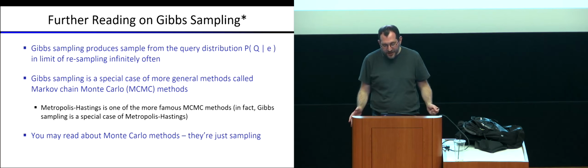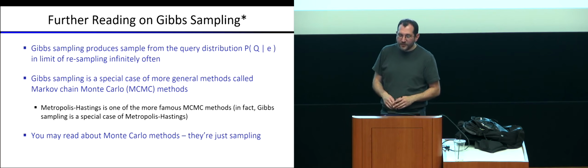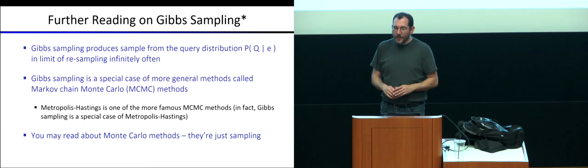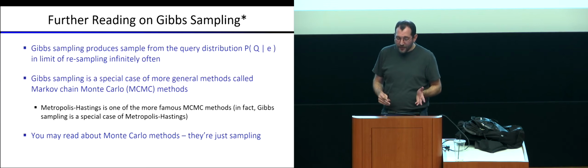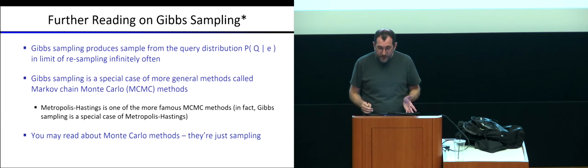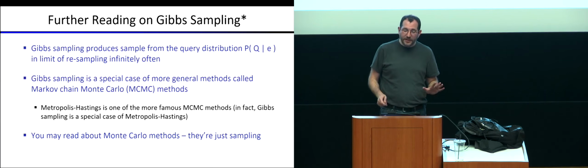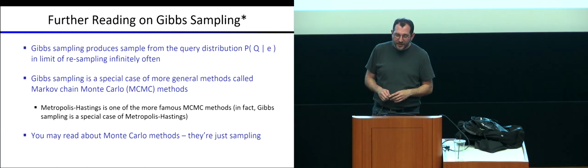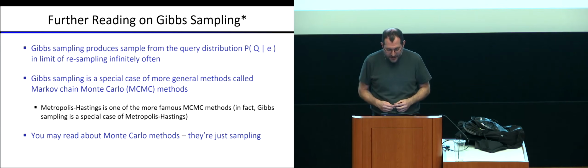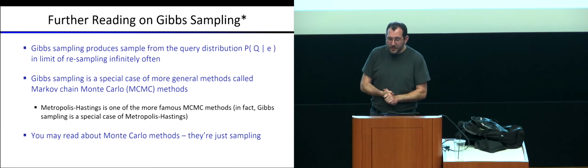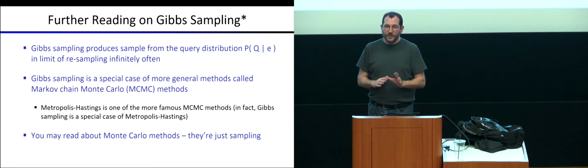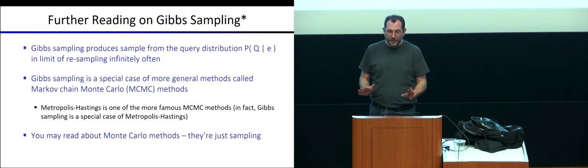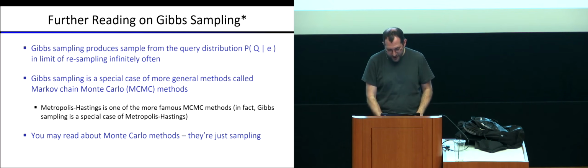Gibbs sampling is a special case of something you might have heard of called Markov chain Monte Carlo. There's a more general category called Metropolis Hastings samplers, which you may have heard about. They're very famous. Gibbs sampling is a special case of that, but it has its own flaws that are addressed by Metropolis Hastings, and you can read about these things. In fact, anytime you see the word Monte Carlo, that usually means sampling. So you could take a look at that stuff. We're not going to cover that here.